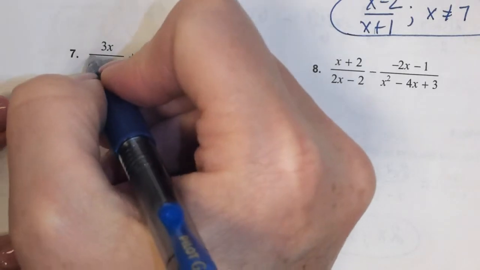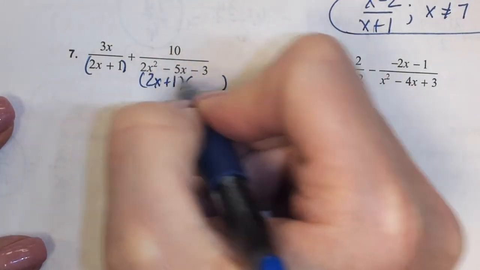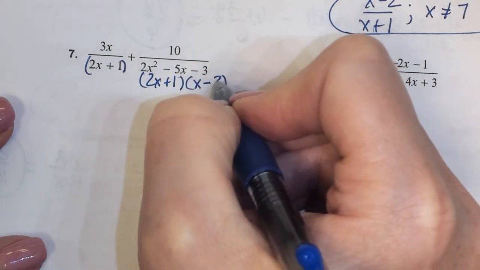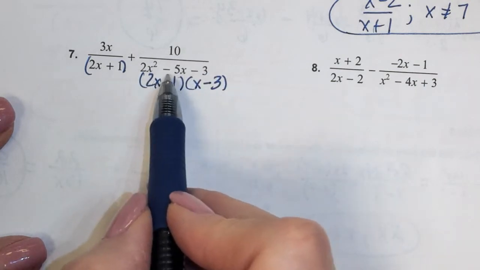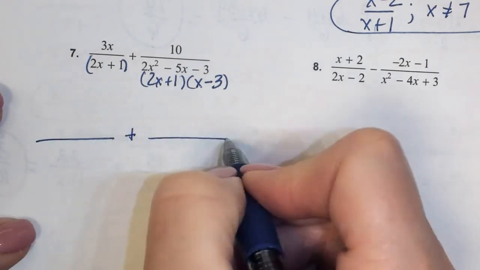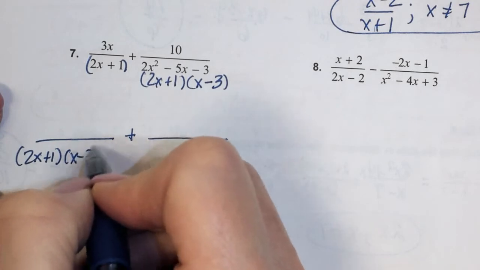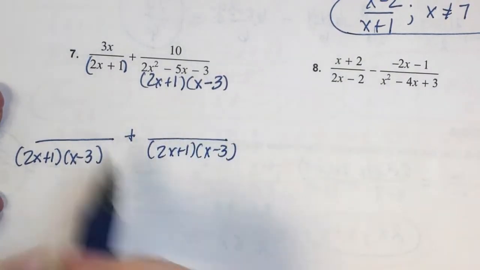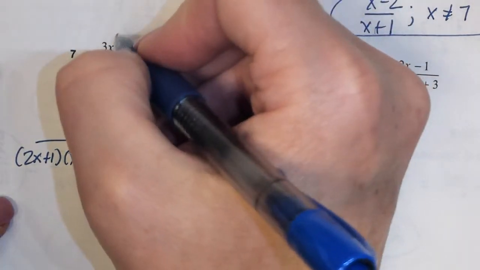This one, terms already factored. This one factors down into 2x plus 1 and x minus 3. Does that work? Yeah, negative 6 plus 1. Yep, that's it. All right, so our common denominator then, you guys getting the hang of this? 2x plus 1 times x minus 3. What's the first term get multiplied by? Good.